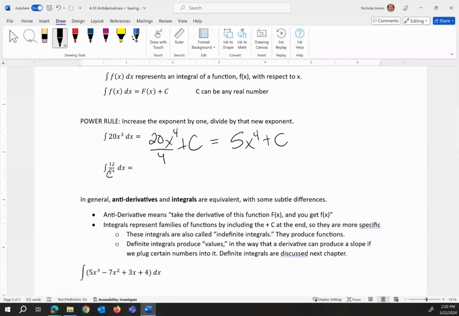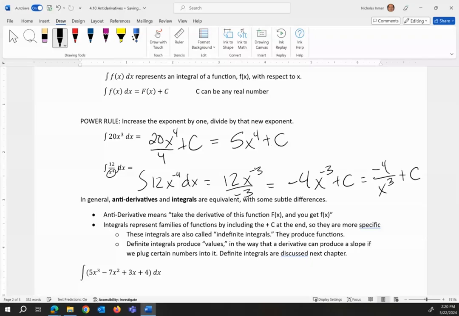To do this one, I don't like that that's down at the bottom there. So I can make this the negative fourth power. So I leave the 12. I add 1 to negative 4 to make negative 3. And then I divide by negative 3. 12 divided by negative 3 is negative 4. Don't forget my plus c. Now I can make this look a little bit better. That negative exponent can move to the bottom. And I've got my answer.